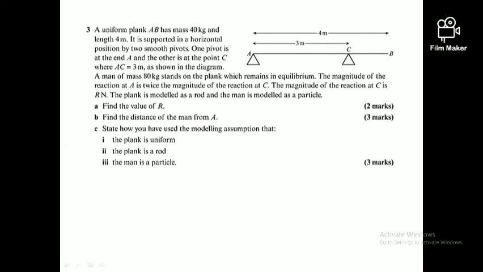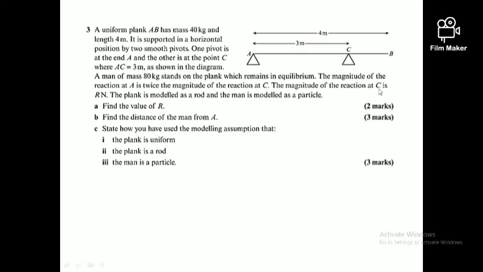They mention the length from A to C is 3 meters. A man of mass 80 kilograms stands on the plank with the plank remaining in equilibrium. The magnitude of the reaction at A is twice the magnitude of the reaction at C. So you can mark the reaction at C as R and the reaction at A as 2R, right?